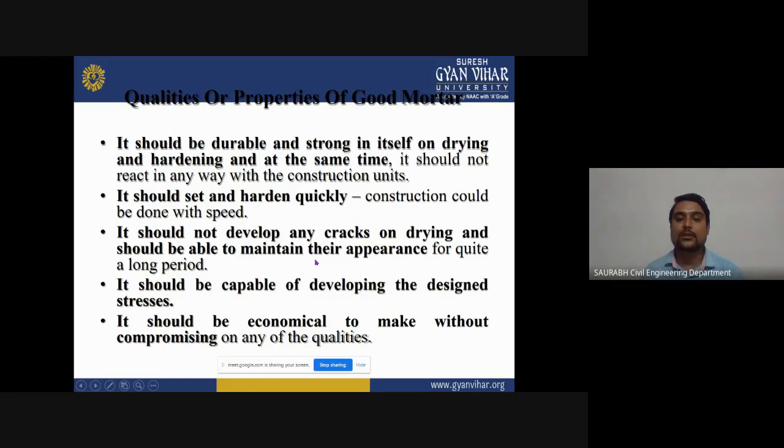It should not develop any cracks during drying, and it should also maintain its workability for quite a long period. It should be capable of developing design stress. It should be economical to make without compromising on any of the qualities.